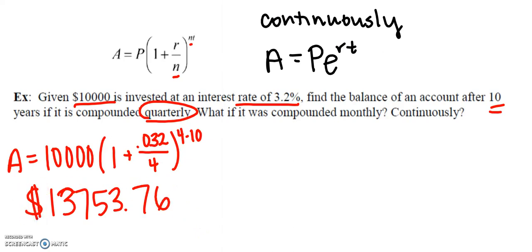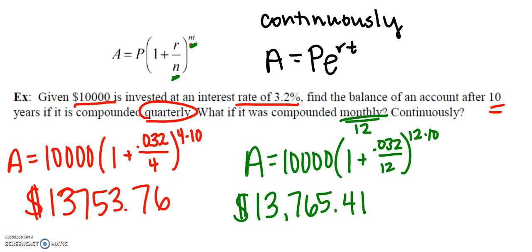So now what if it was compounded monthly? Well, monthly, that means our 4 is going to change to a 12. Go ahead and take a second, pause your video, see if you can get your amount if you are compounding monthly. All right, so is it reasonable that if we compound more often, or 12 times per year, that we would end up with more money in our account?